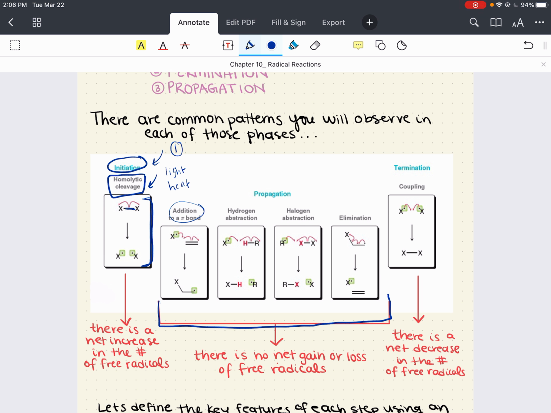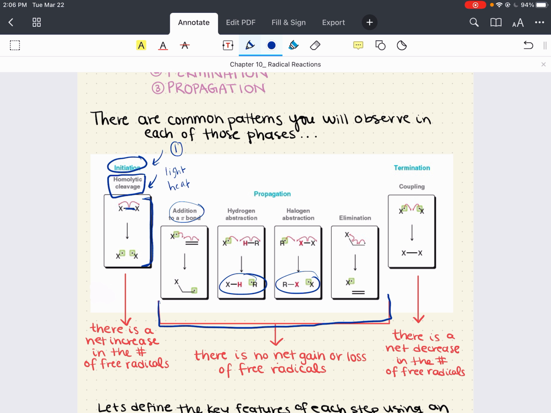Another common pattern you'll see in propagation is hydrogen abstraction. Here, as the name says, a radical can abstract a hydrogen atom from a compound, and what this is going to do is generate a new radical, as you see here. Another common pattern in propagation is halogen abstraction. This is just like hydrogen abstraction, but with halogens. So a radical can abstract the halogen atom from a compound and generate a new radical, again, as you see here. And the fourth common pattern you can see during propagation phase is elimination.